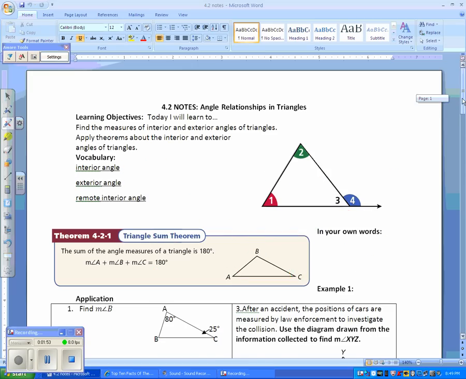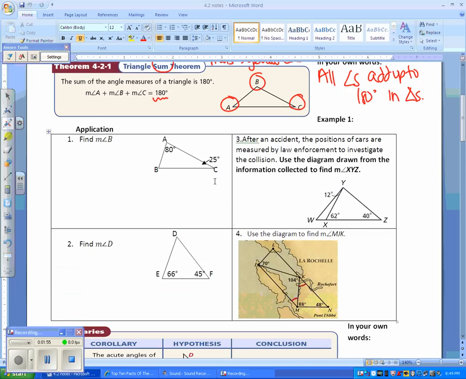Okay, so first thing we're going to do is apply that. For some reason it didn't print out on your worksheet, and I apologize, so you can fill in the blanks. Find the measure of angle B. So you're going to have to write that on your paper.